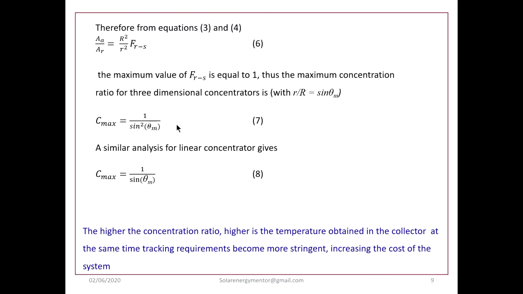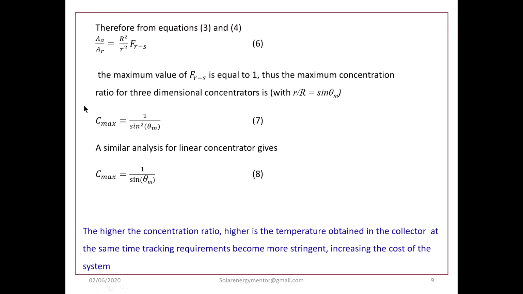Okay, so with R by R equal to sin theta m, Cmax, the maximum concentration ratio, is given by 1 by sin square theta m, where theta m is the acceptance angle. Now a similar analysis for a linear concentrator gives Cmax equal to 1 by sin theta m for parabolic trough concentrators. So if the acceptance angle is say 3 degrees, then 1 by sin 3 degree will be the maximum theoretical concentration ratio.